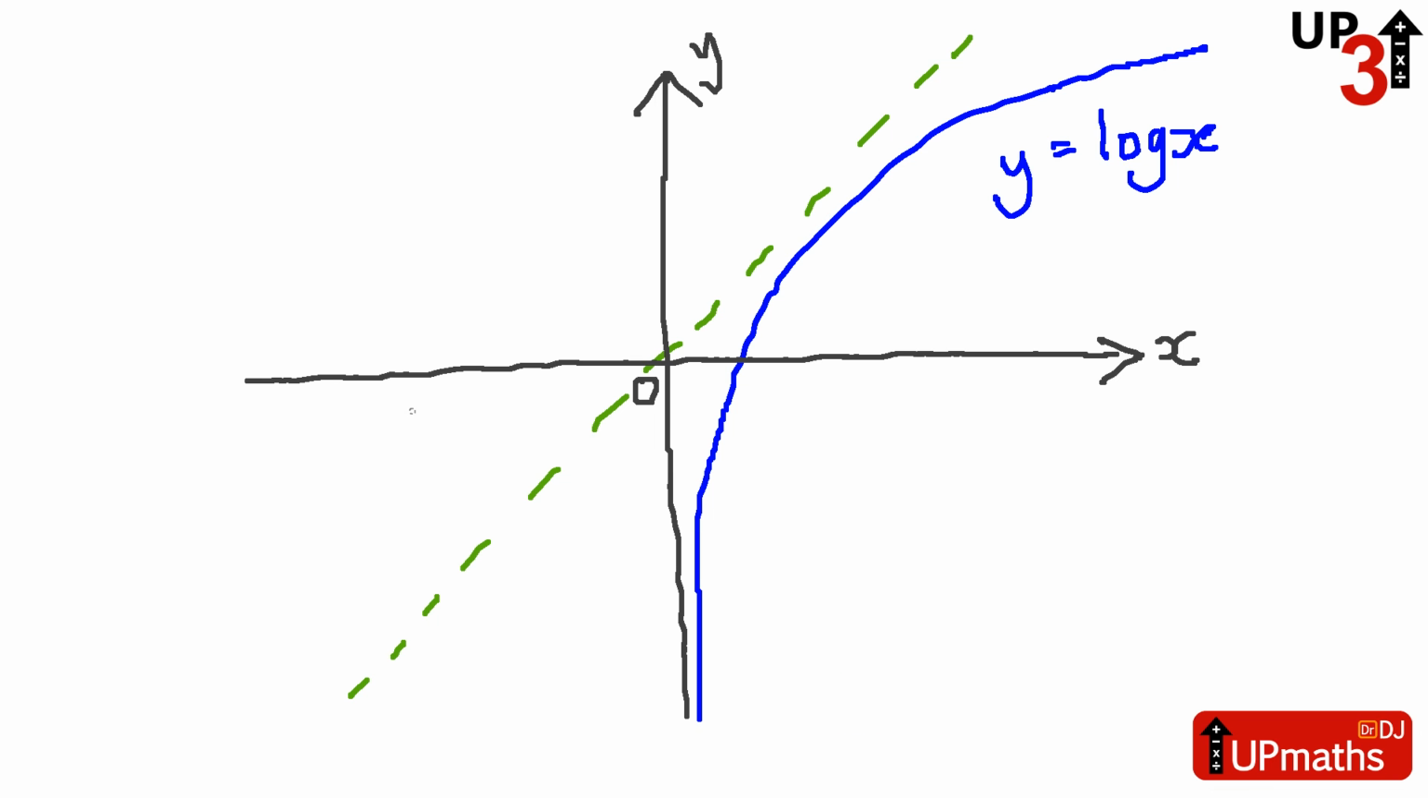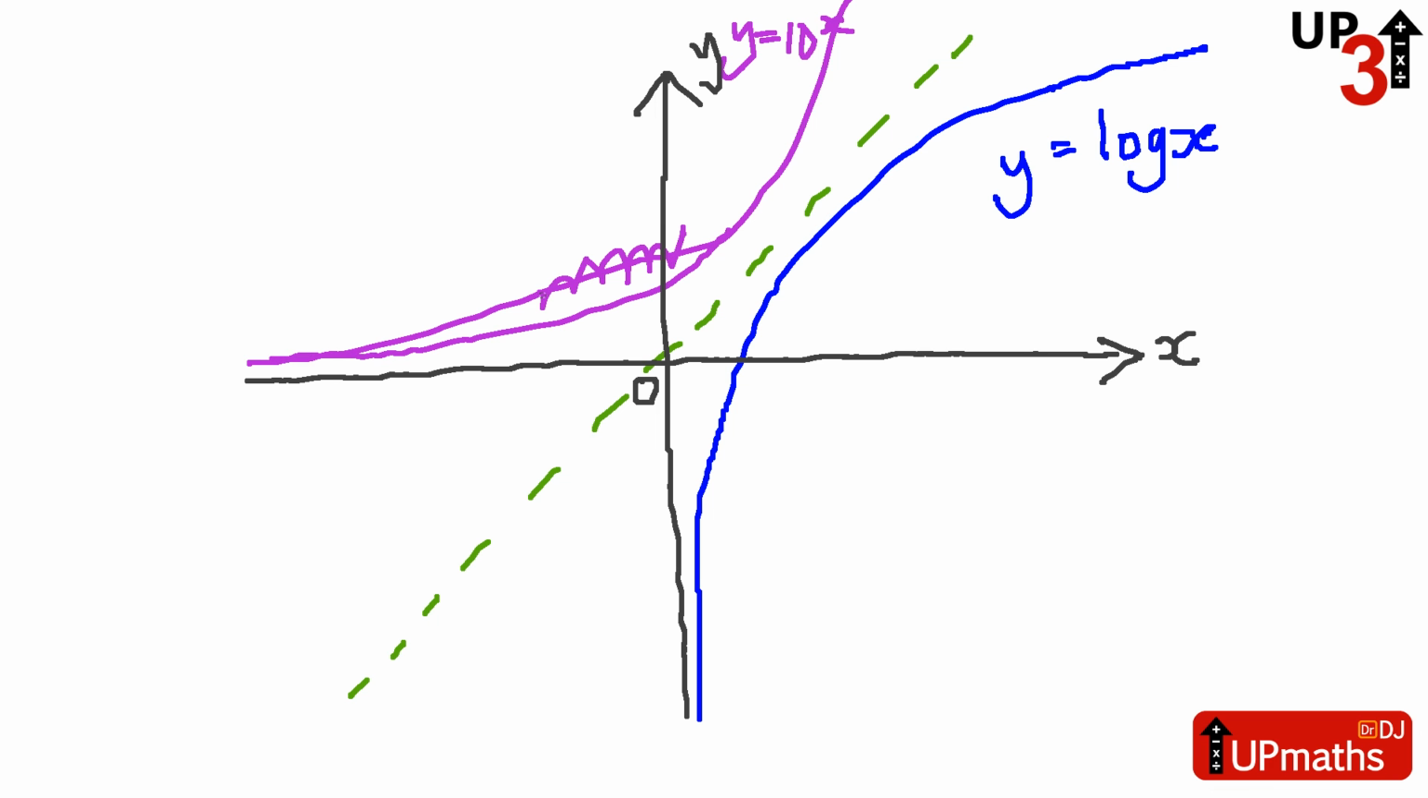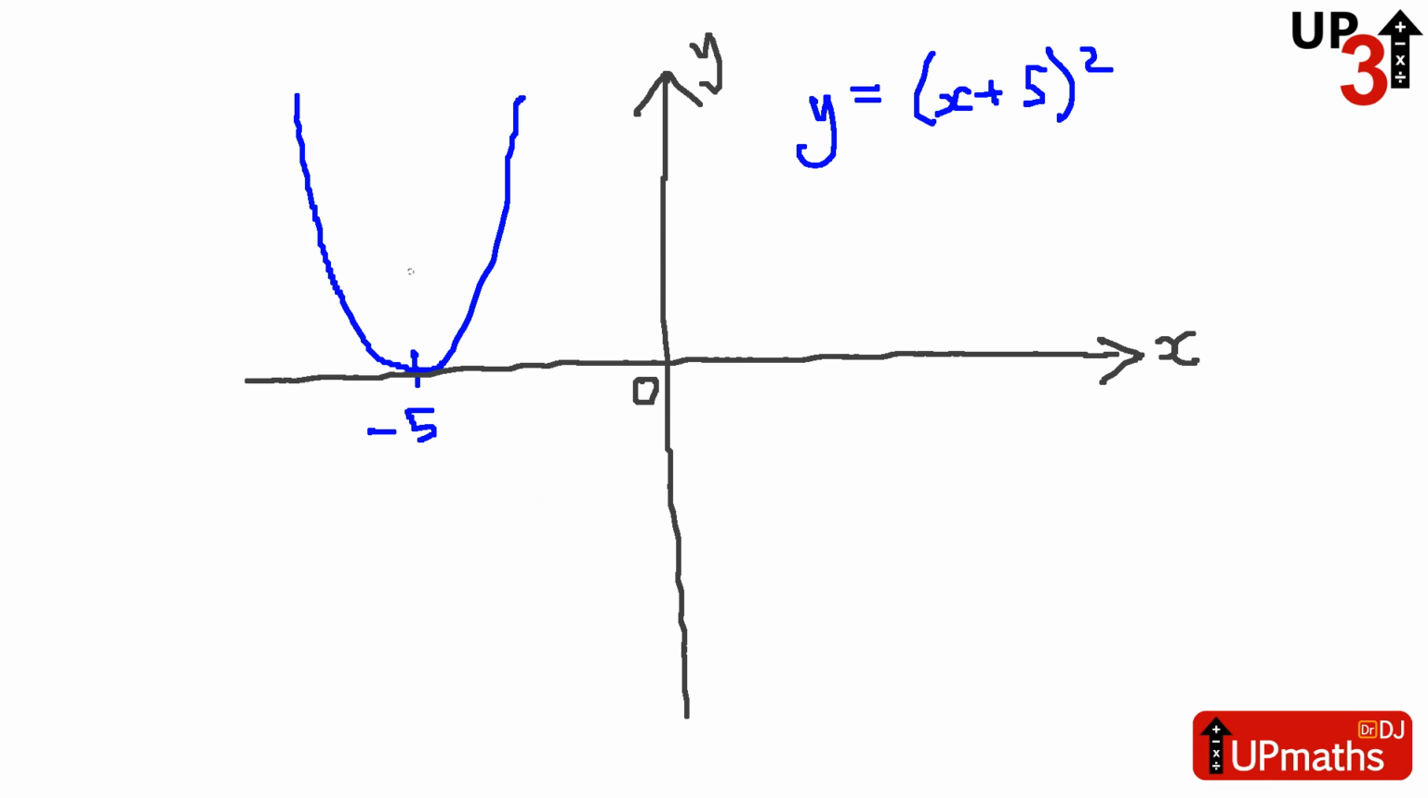And by the way, y equals log of x is just the inverse of y equals 10 to the x, because they're inverse functions. So they're mirrored in the line y equals x. So that's one explanation for the reason that y equals log x looks like that. Let's not go into any more depth on that one.